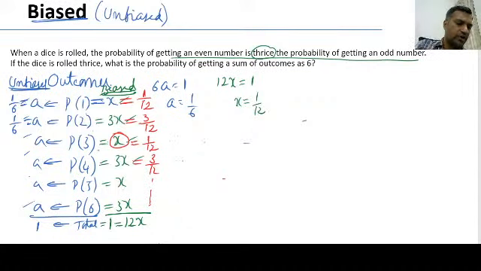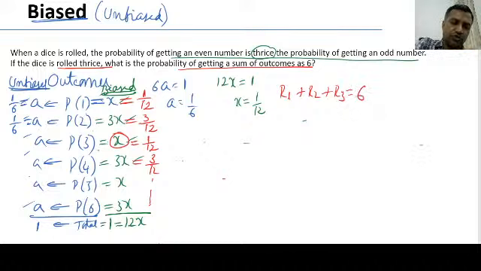Okay, so now let's go here. When the dice is rolled, how many times? 3 times. The first time you rolled it, second time you rolled it, and third time you rolled it. 3 times you rolled it. So thrice the probability of getting a sum of outcomes as 6. Sum should be how much? 6. So how many ways can I get this 6? It's possible that you get 1 here, 1 here, and maybe 4 here. That's one way.